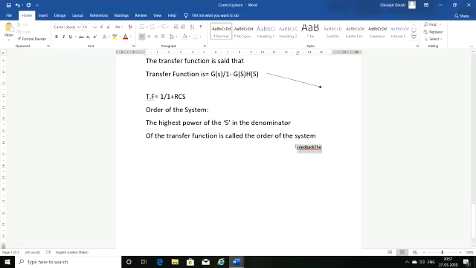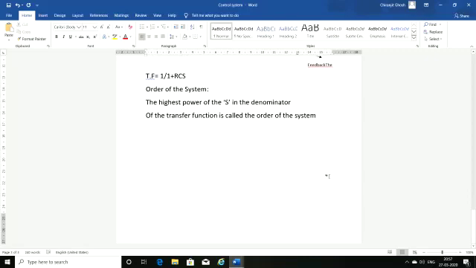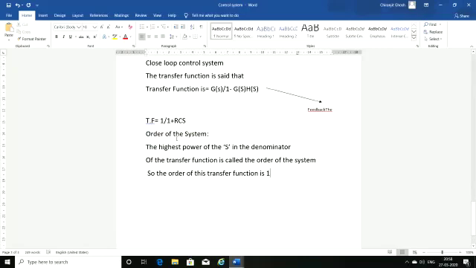So what is the order of the system? It is defined by the highest power of S in the denominator of the transfer function. In this transfer function, 1 is the numerator and 1 plus RCs is the denominator. So what is the highest power of S in the denominator? Here the power of S is 1, so we can say that the order of this transfer function is 1. It is very simple how we can find the order of the transfer function.